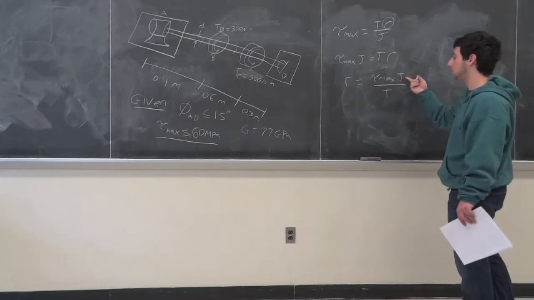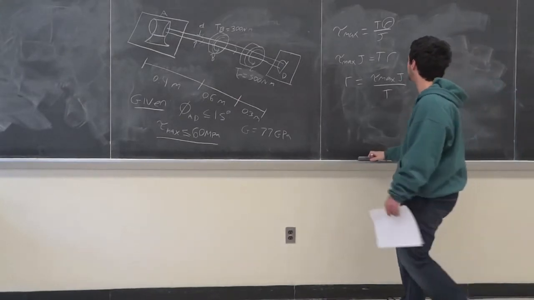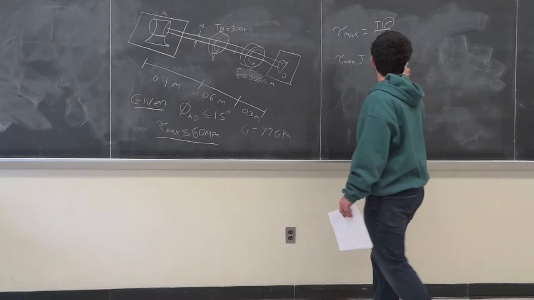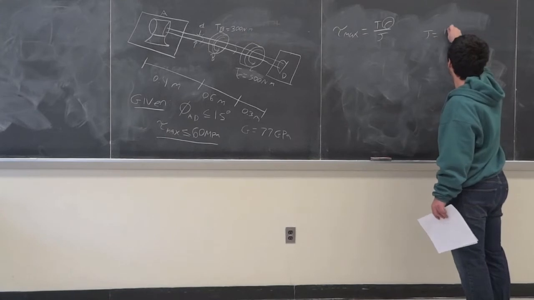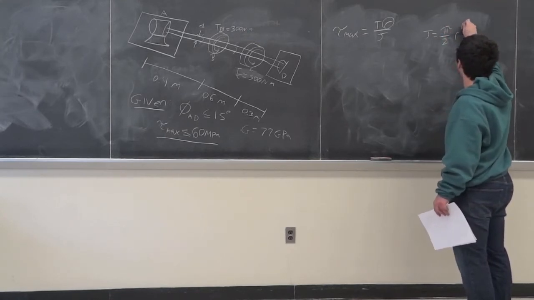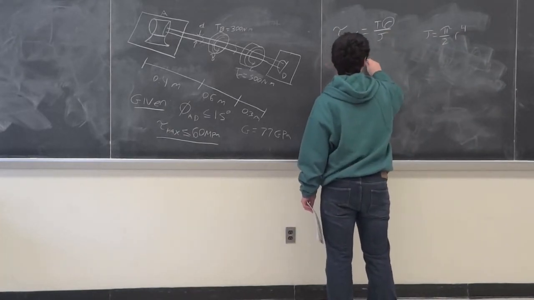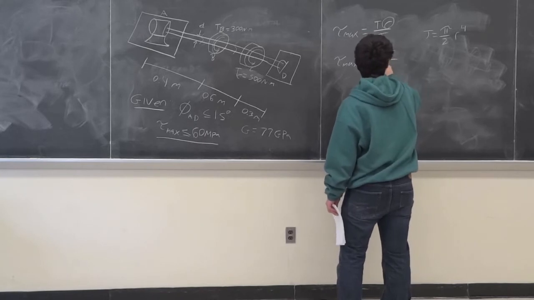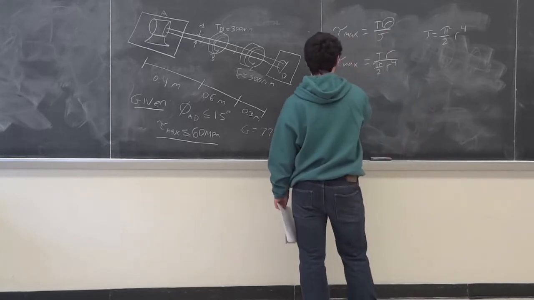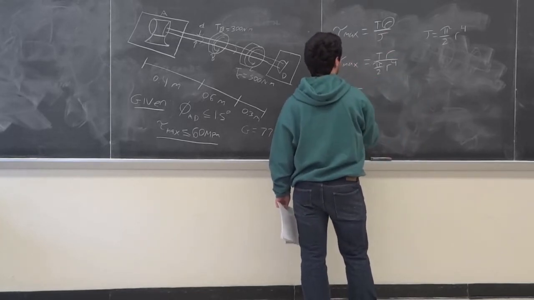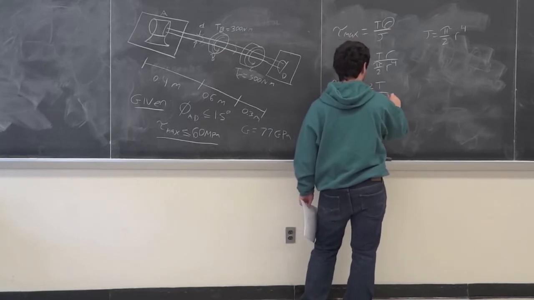Okay, so we know this also. Whoa, actually this depends on R too, so let me do this over. Okay, so we know J is equal to pi over 2 R to the fourth, right? So these R's are going to cancel. So you have tau max is equal to T R over pi over 2 R to the 4th. So these R's cancel. So you have tau max is equal to 2T over pi R cubed, right? You guys agree?